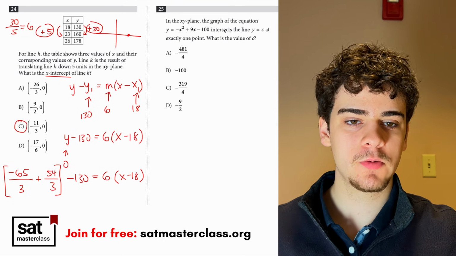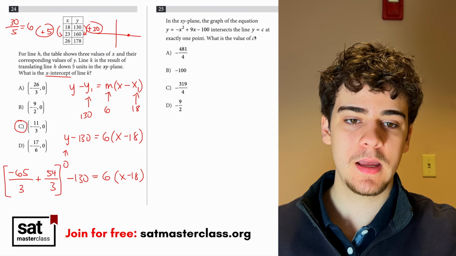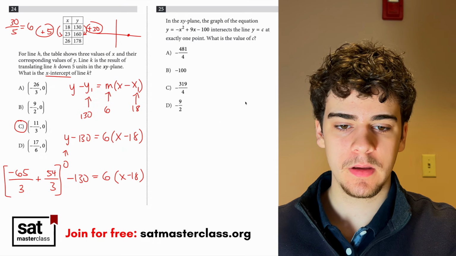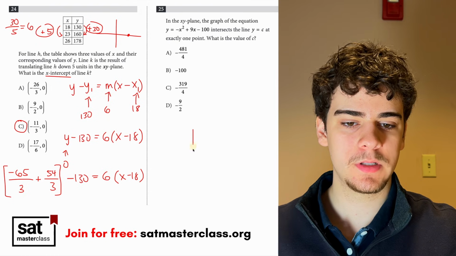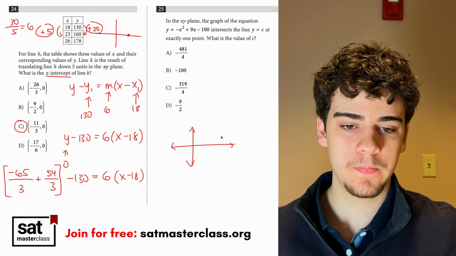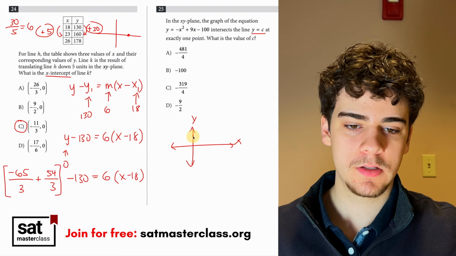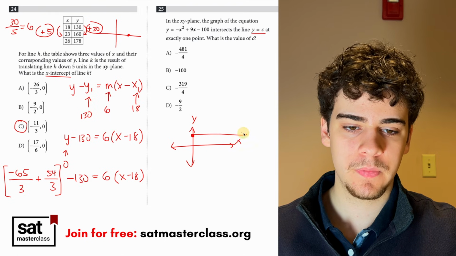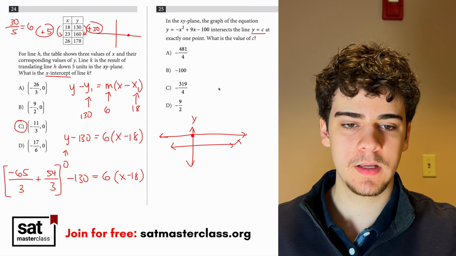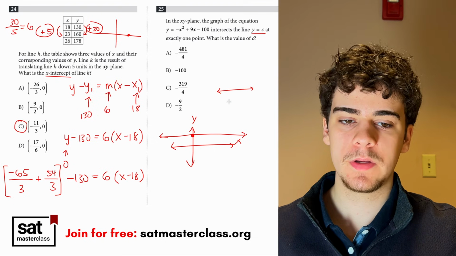Okay, 25 says, in the xy plane, the graph of the equation y equals negative x squared plus 9x minus 100 intersects the line y equals c at exactly 1 point. What is the value of c? Okay, so if we have the line y equals c, that basically just means that we're going to be at a height of y, right? Because this is x and this is y. So it just means that we're going to have a constant height. So like say that this is the value of c, the line would just be this. But what you'll notice is that no matter how high or low this is, it's always going to be a straight line straight across, right? So that means that it's always going to be horizontal.